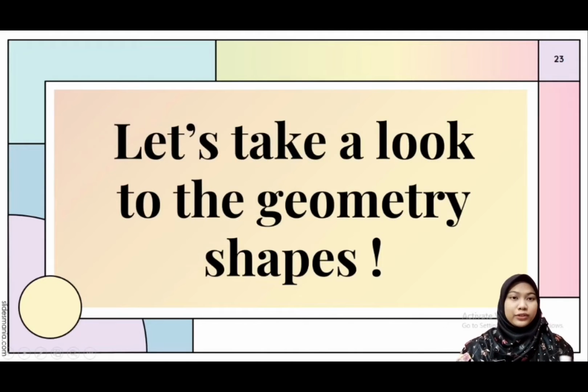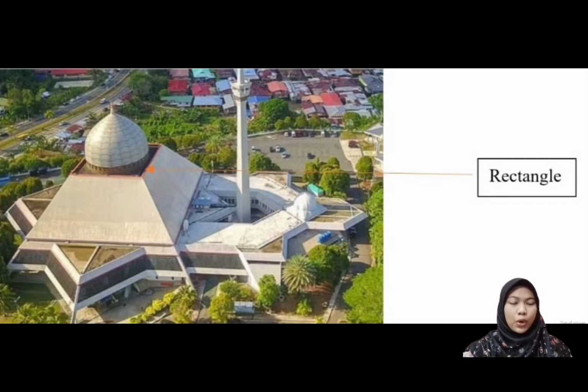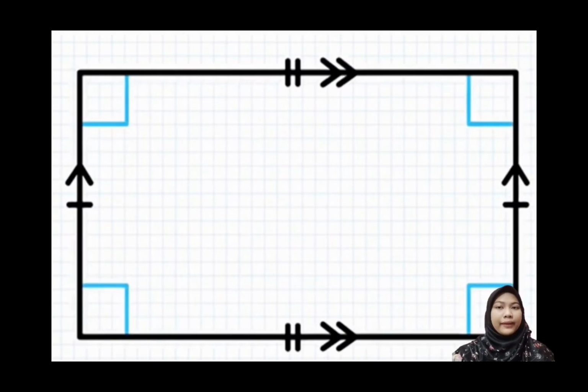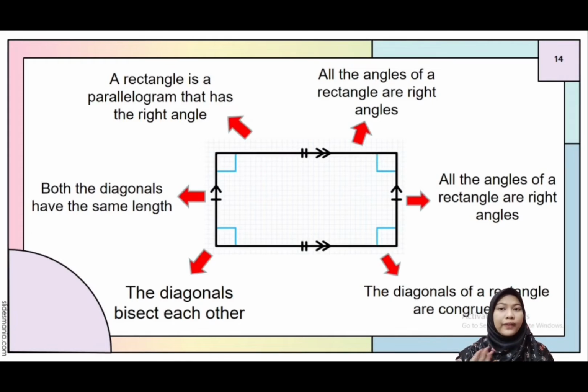Now, let's take a look at the geometry shapes one by one, shall we? Okay, so the first geometry shape is the rectangle. From the picture, we can see that the rectangle shape can be found on the roof of the mosque. So we know that a rectangle is a parallelogram that has right angles.